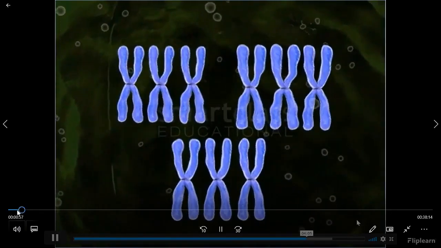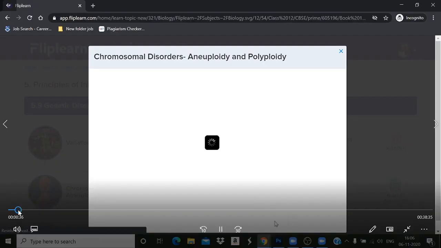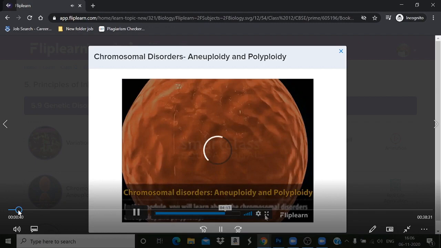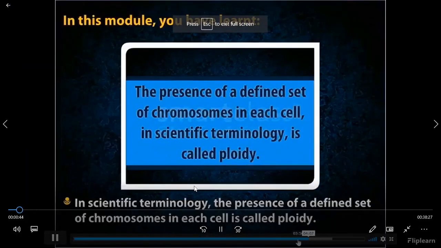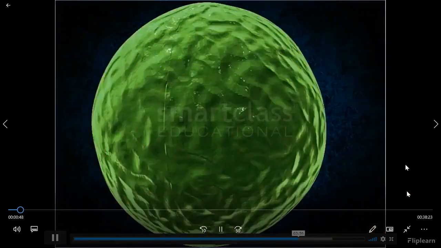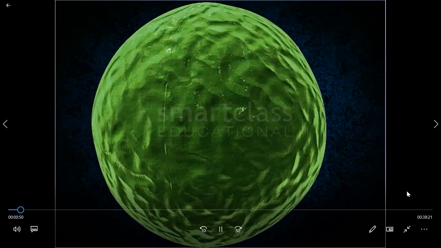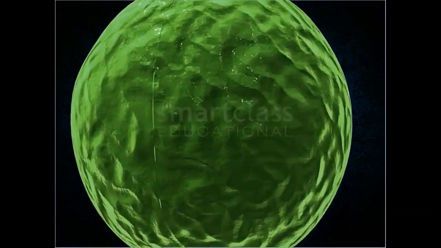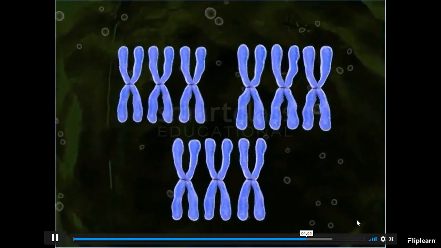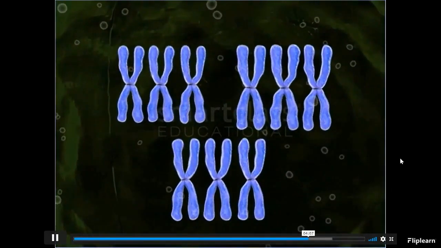Meaning an extra complete set of chromosomes. Chromosomal disorders you have learnt in scientific mostly in plants. In this, the failure of cytokinesis after the telophase stage results in the daughter cells gaining an extra complete set of chromosomes.